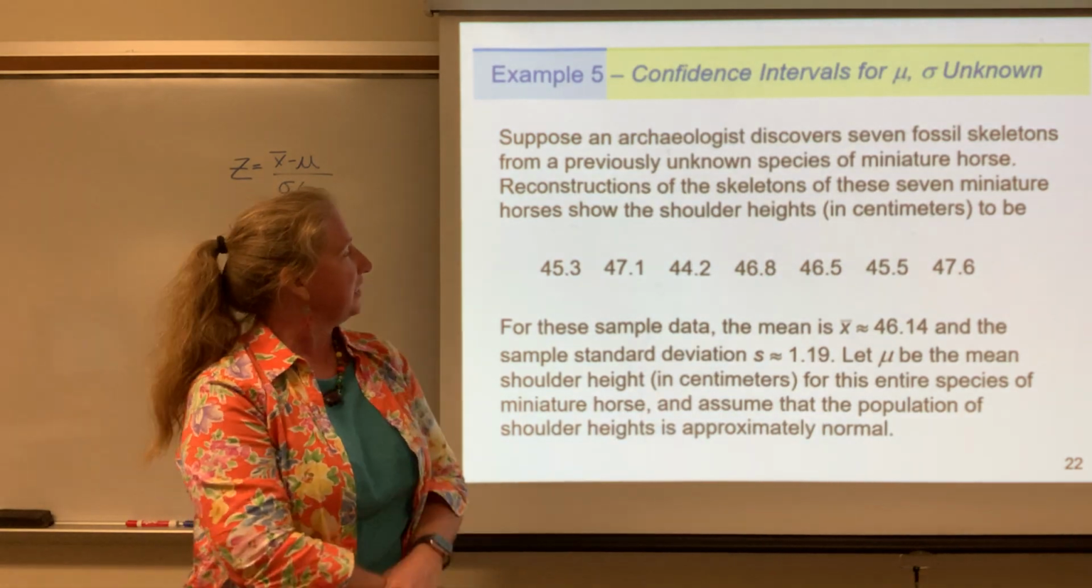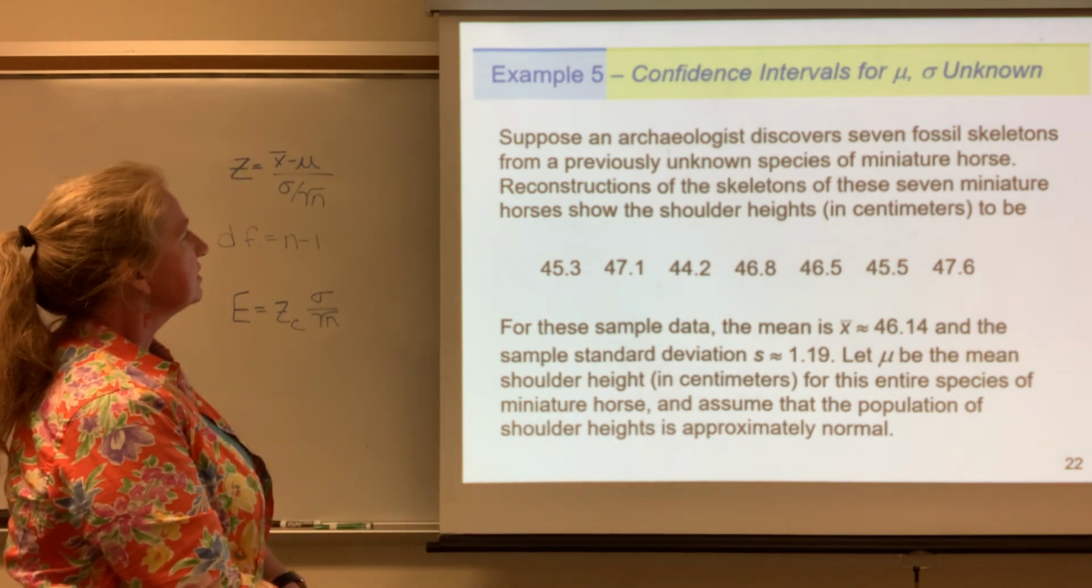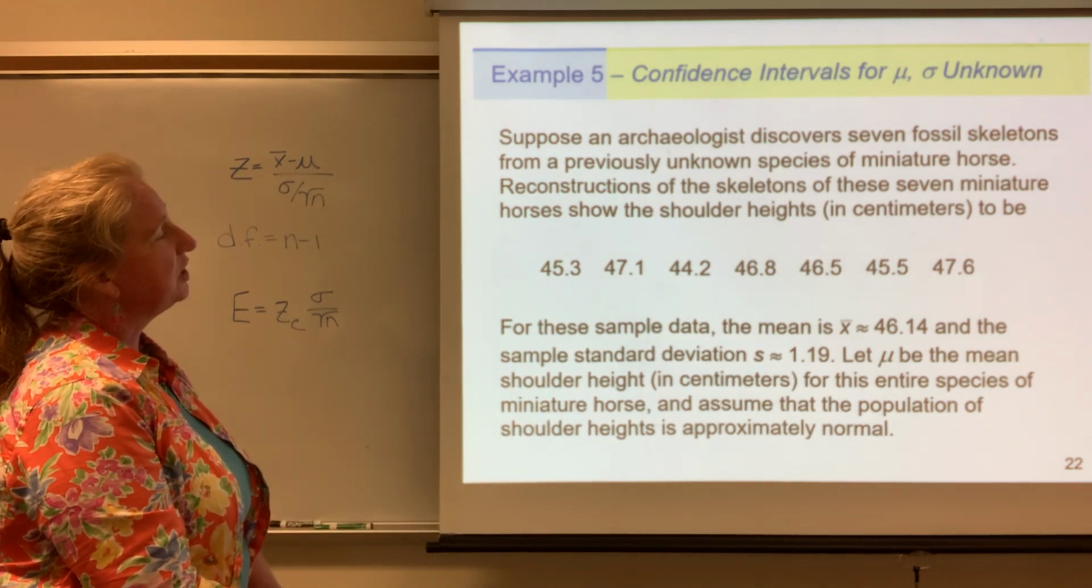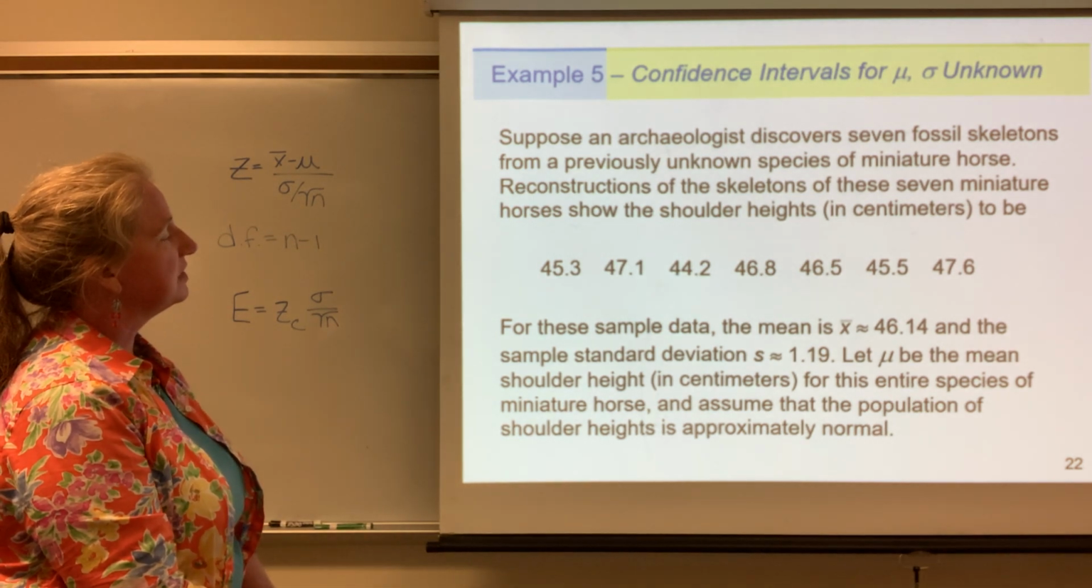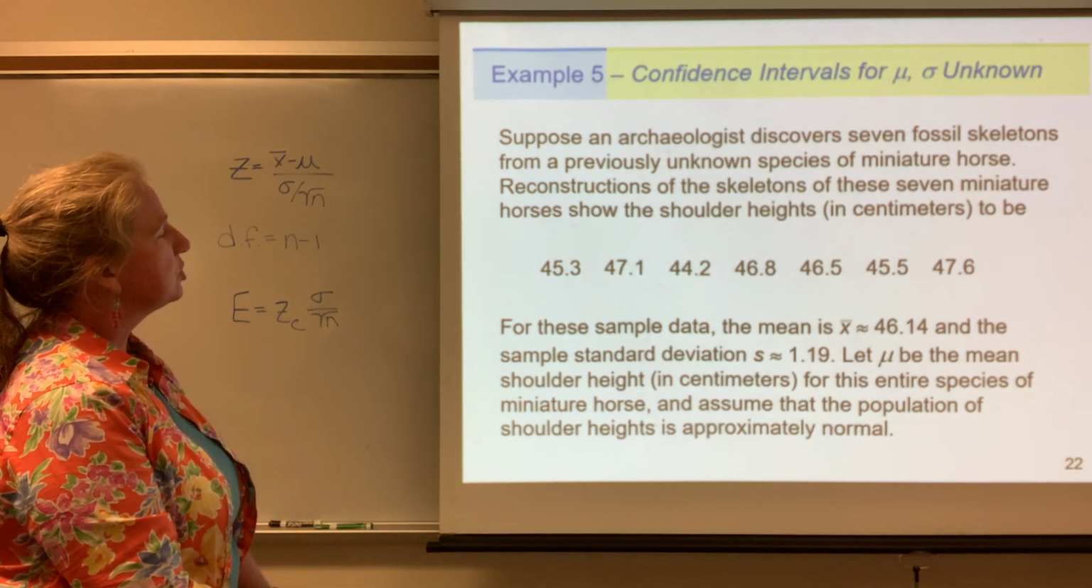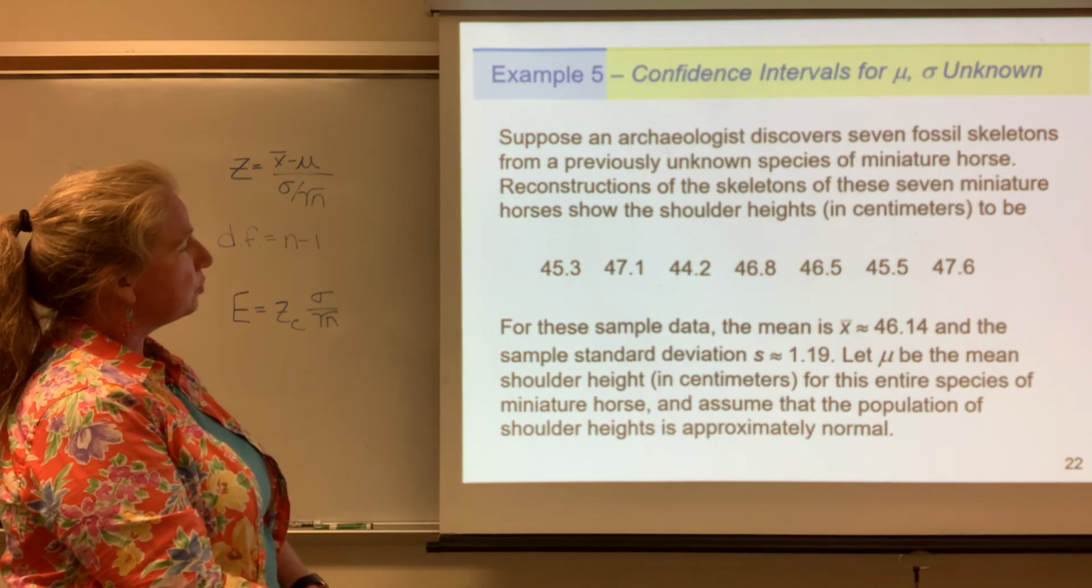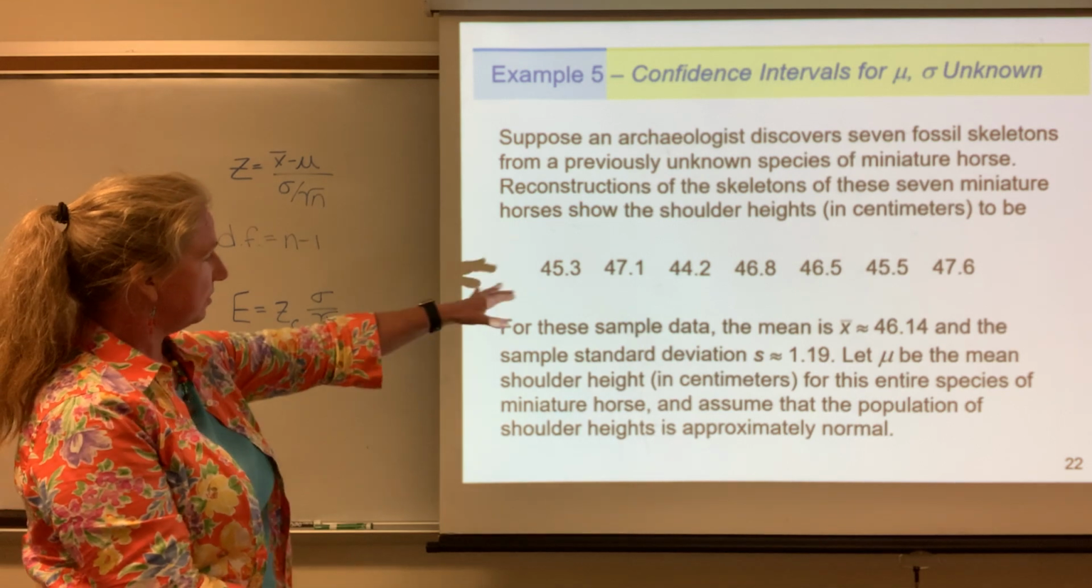So let's say an archaeologist discovers 7 fossil skeletons from a previously unknown species of miniature horses. Reconstructions of the skeletons of these 7 miniature horses show the shoulder heights in centimeters. So these are the values.